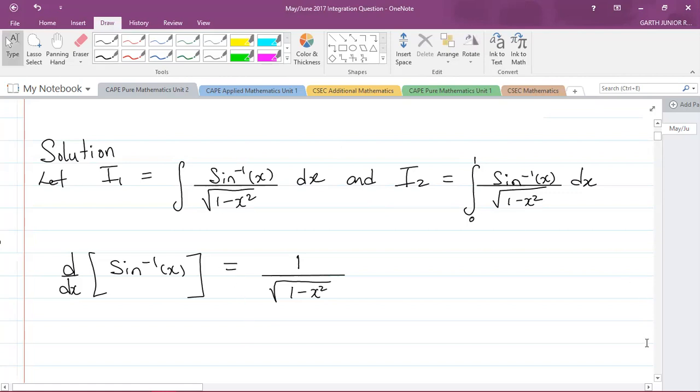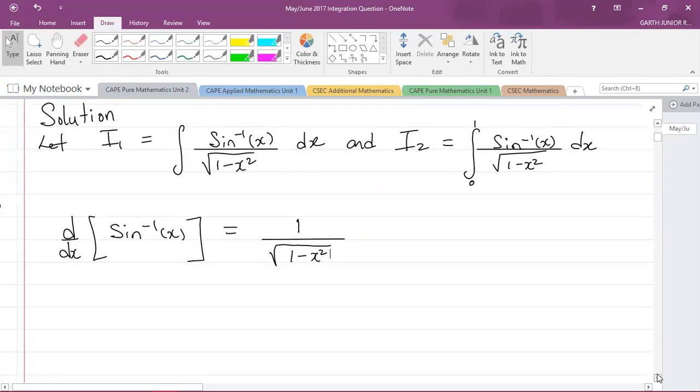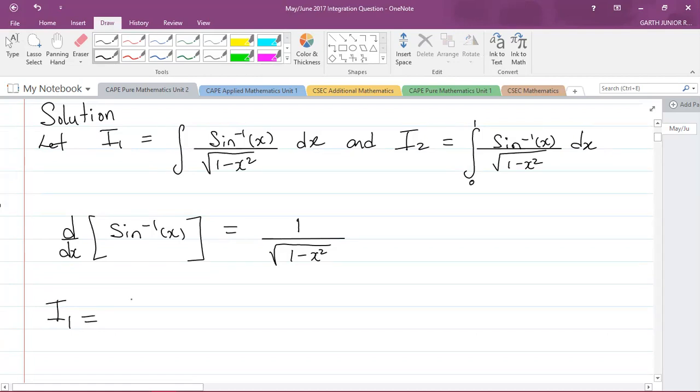Good. So what we actually have here now for I1 is the integral of sine inverse of x multiplied by 1 divided by the square root of 1 minus x squared. All right, so I hope you can see that. Good, great.